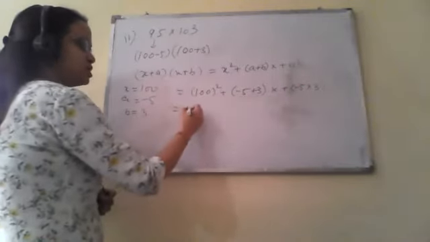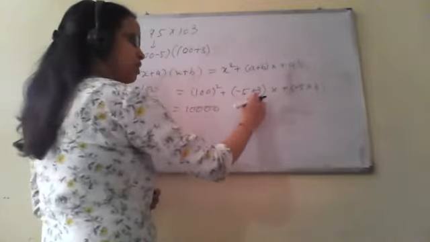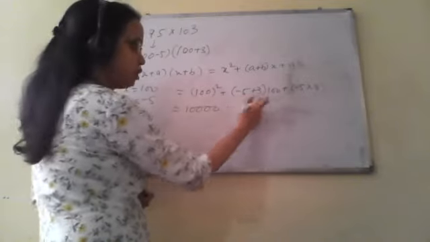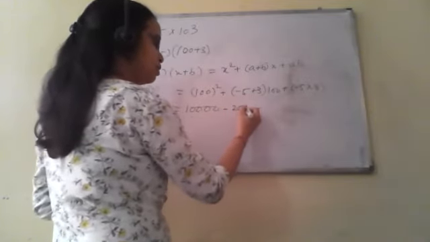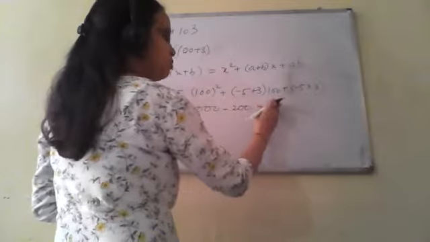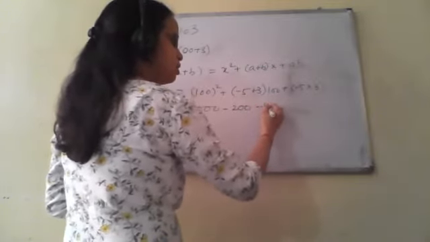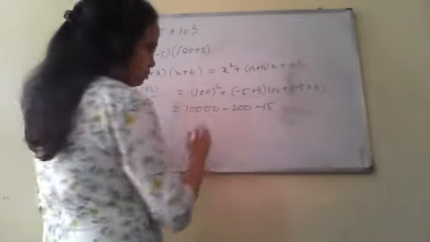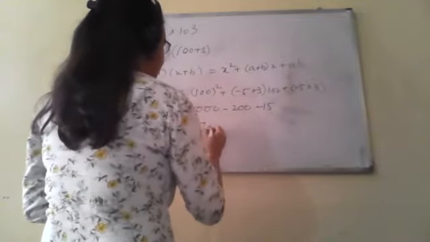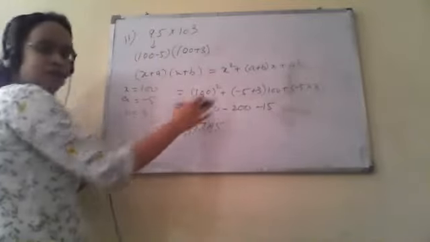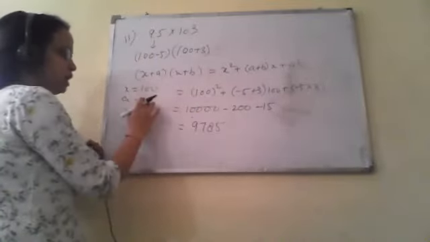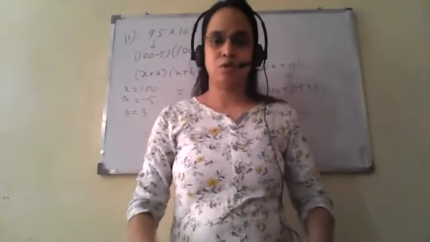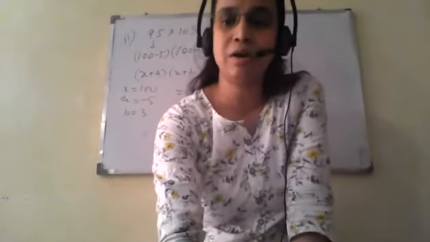Clear? This is 10,000 minus 5 plus 3. This will come minus 2. Minus 2 into 100 will be minus 200. Then minus 5 into 3 will be minus 15. So the final answer will be 9785. You can calculate. So where it is negative, we can put a equals minus 5 here. The rest we can proceed in a similar way. So exercise 9.5 we will start in our next video. Thank you.